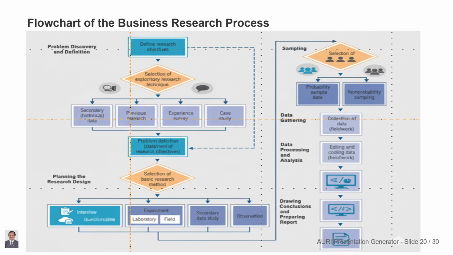Here in Exhibit 4.6, we see a more detailed and comprehensive flowchart illustrating the entire business research process. This diagram expands upon the 6 foundational stages we discussed earlier. It offers a granular view of the specific decisions, considerations, and tasks within each stage.